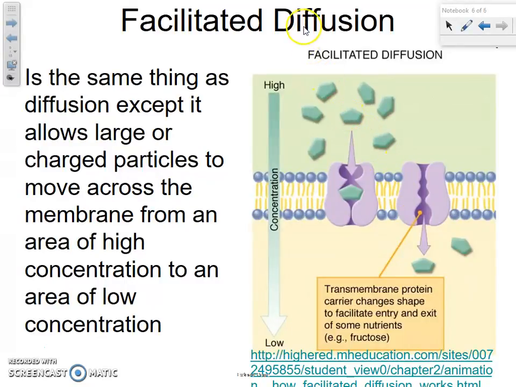But it's just like diffusion, except instead of going through the phospholipids, because they get repelled by the fatty acid tails, these charged particles must get help with a protein. And these proteins are just like enzymes. They're specific, and the transport molecules fit in. The only difference is they're not catalyzing a reaction, they're letting things into or out of the cell. If you would like to watch the animation that's down here, feel free. It's a pretty good animation, and it sort of shows how the proteins work.